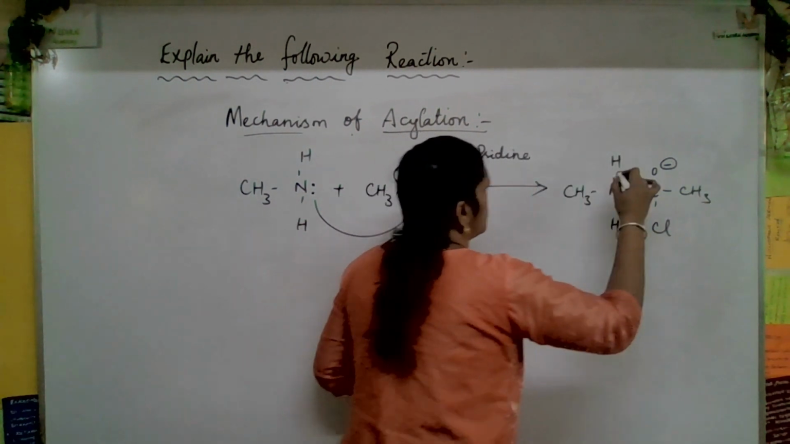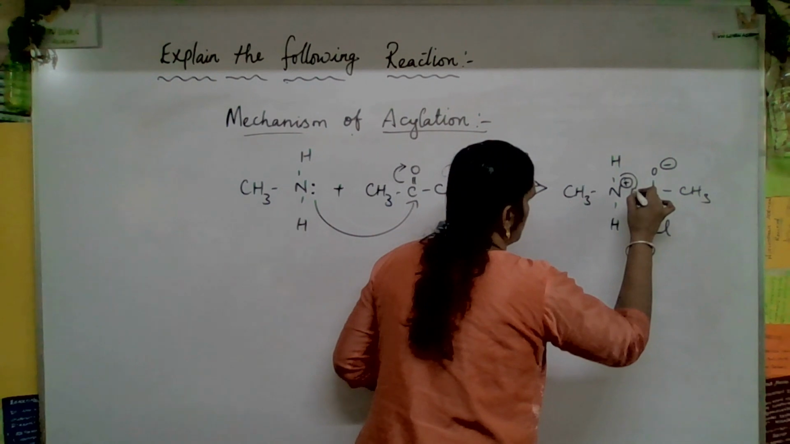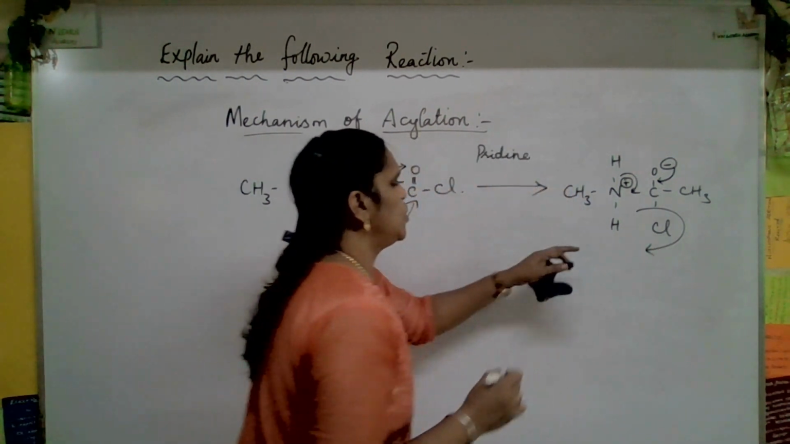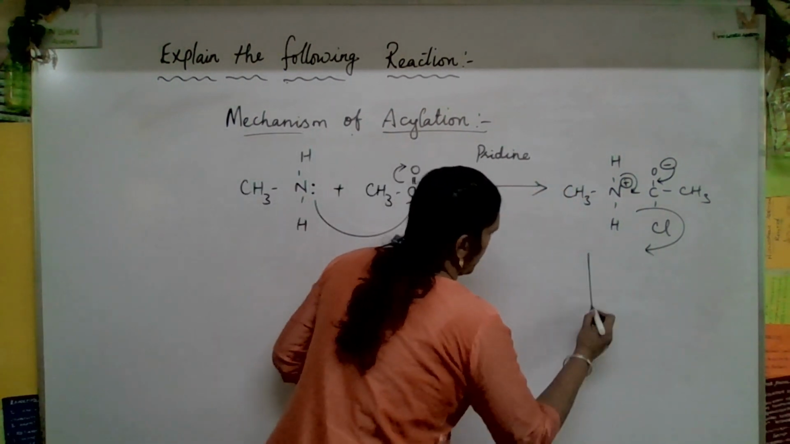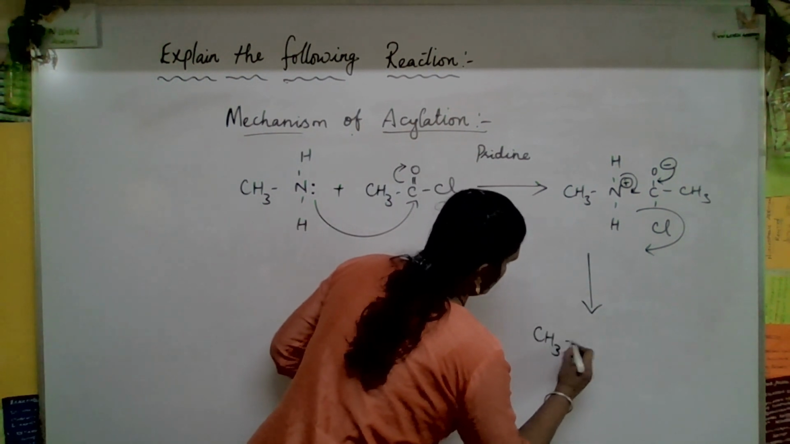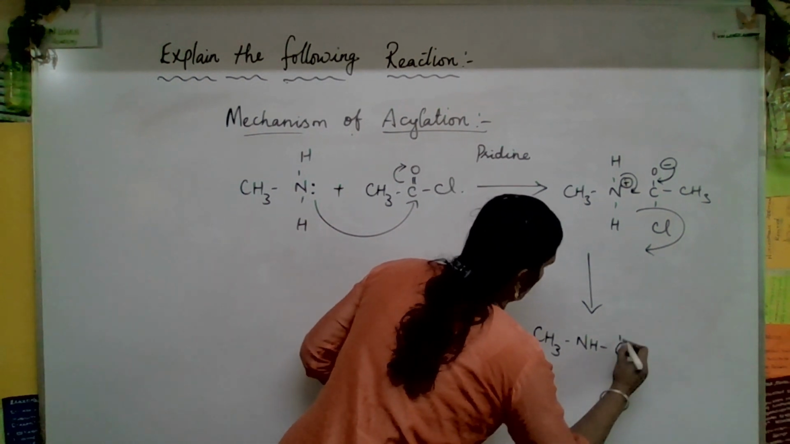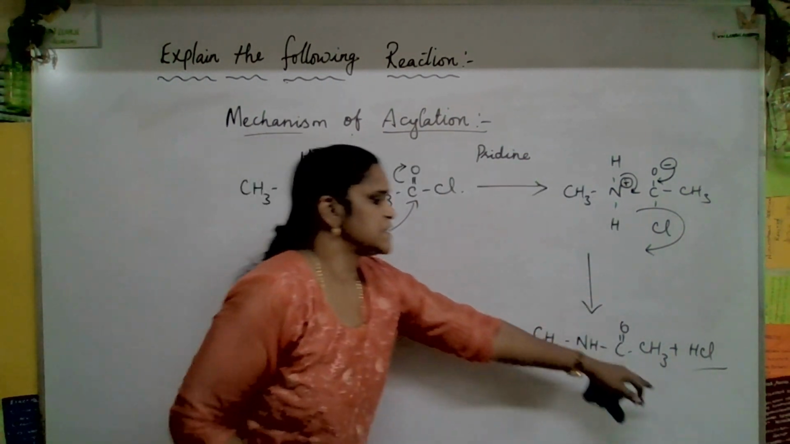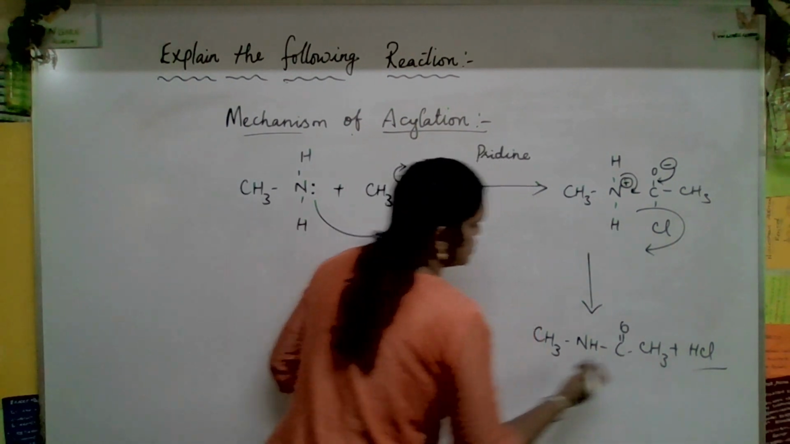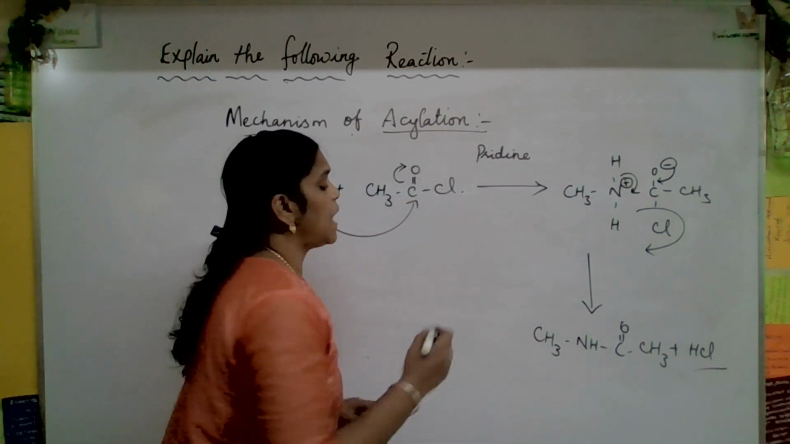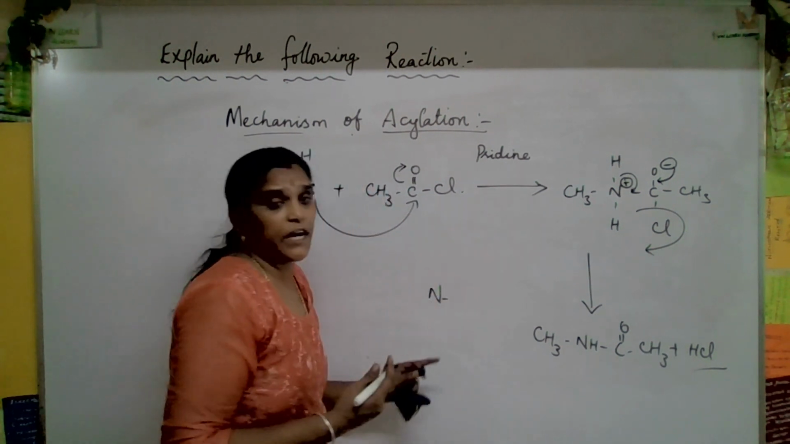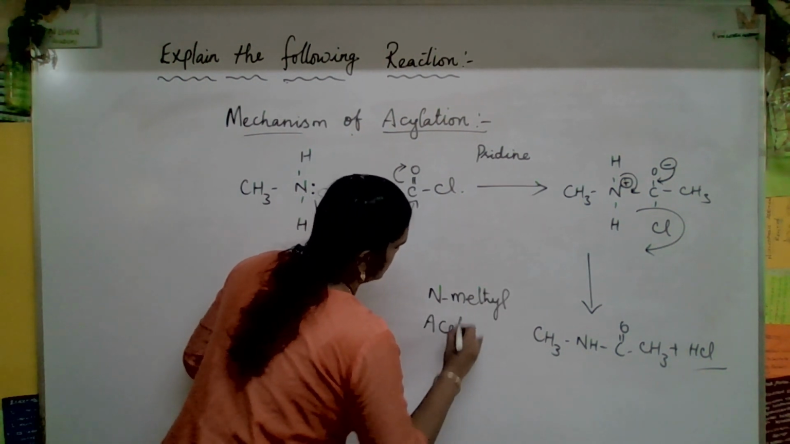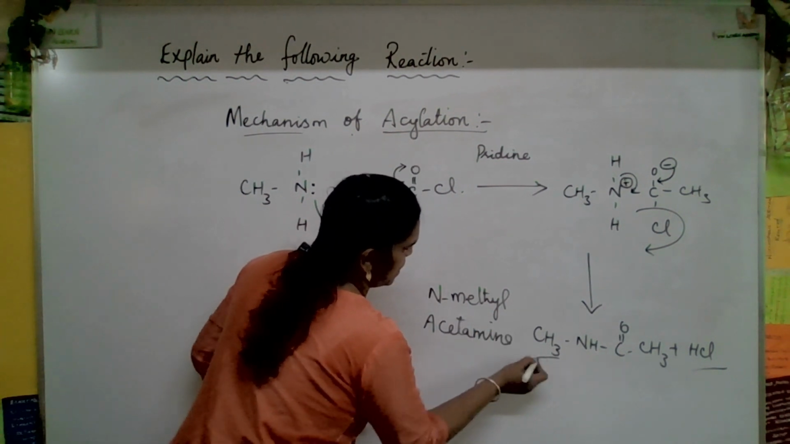Now what happened? This positive charge comes over here, this hydrogen comes over here, and this Cl is going away completely, and you will get HCl formation. Now here CH3NHC double bond O CH3 and HCl. You will get complete HCl formation and CH3NHCOCH3. This is the N-substituted amide I mentioned, N-methyl acetamide.